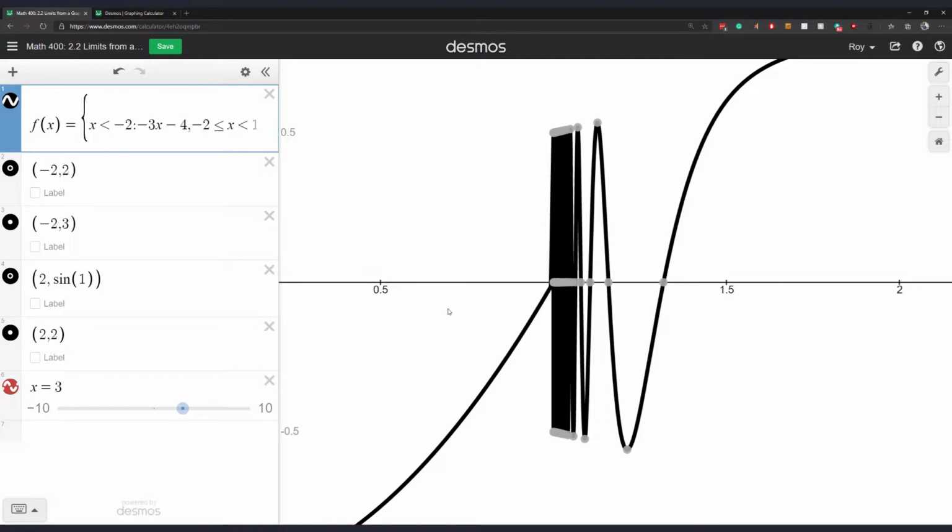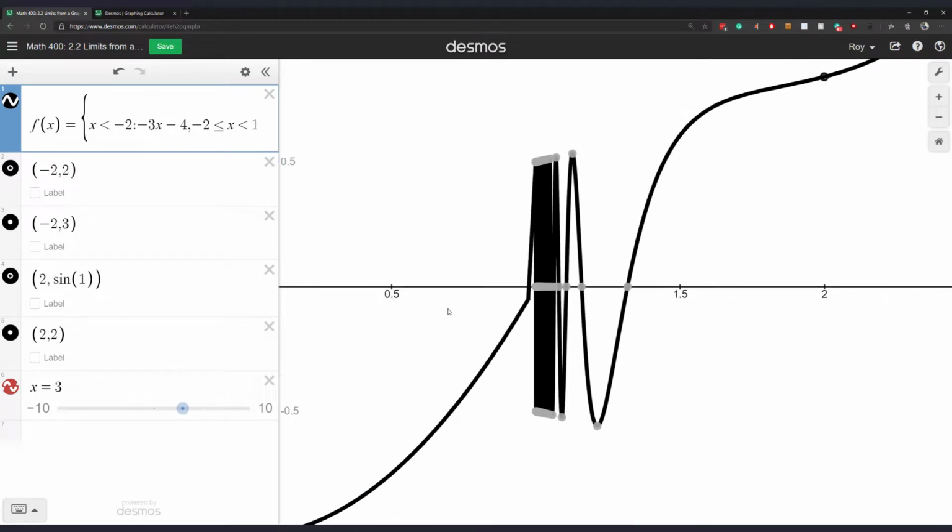So for every limit that you're handed, you have 3 questions. Does the left-hand limit exist? Does the right-hand limit exist? And do they equal? If they do, that's the overall limit. If they don't, that overall limit does not exist.